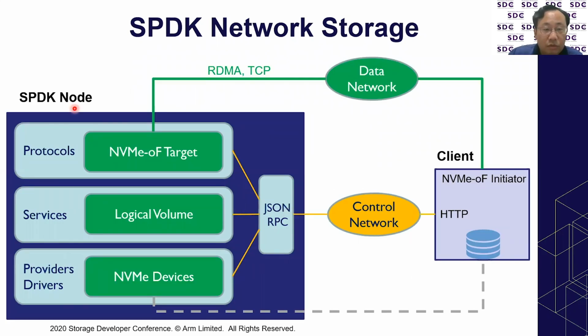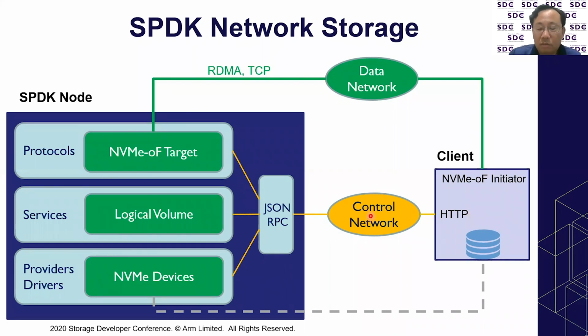Okay, this is a picture of what I just said, SPDK in the network. This block is the SPDK node. We have three levels of protocol stacks inside the SPDK node: the device level, the service, and the protocol. The protocol is exported through the NVMe over Fabrics target. And this is the client. The client wants to use the storage services through the network. So actually there are two networks in between the client and the SPDK node.